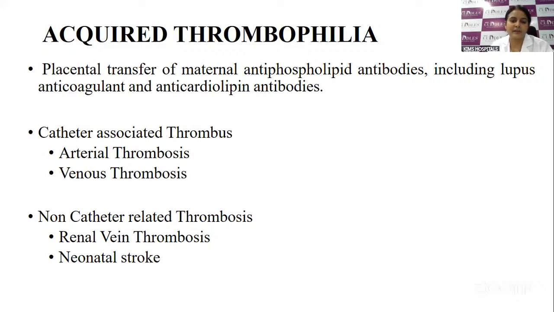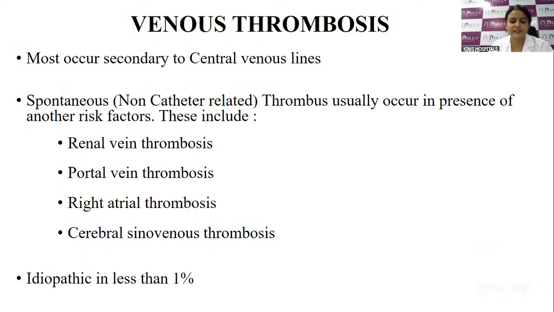Coming to acquired thrombophilia, usually this is caused by placental transfer of maternal antiphospholipid antibodies along with lupus anticoagulant or anticardiolipin antibodies. There are other causes of catheter-related arterial or venous thrombosis and non-catheter-related renal vein thrombosis or neonatal stroke. Coming to venous thrombosis, most commonly it is due to central venous lines. And non-catheter-related, that is spontaneous thrombus, usually occurs in blood vessels like renal vein thrombosis, portal vein thrombosis, right atrial thrombosis, and cerebral sinovenous thrombosis. Whereas venous thrombosis due to idiopathic causes is usually seen in less than 1% of the cases.